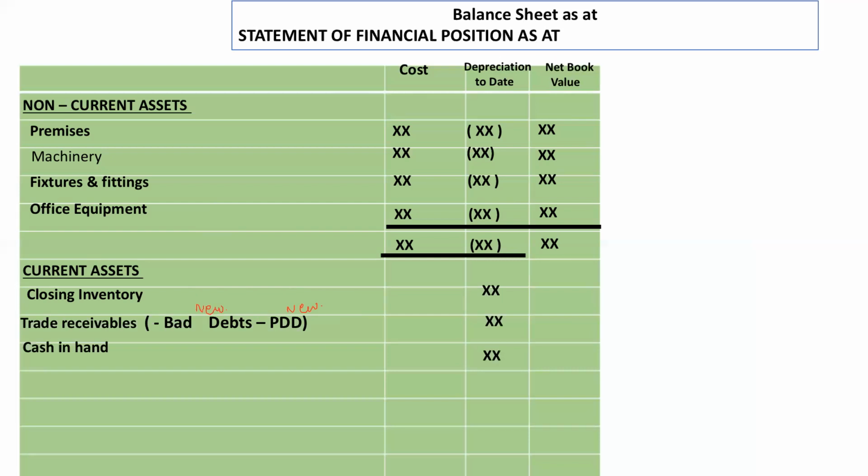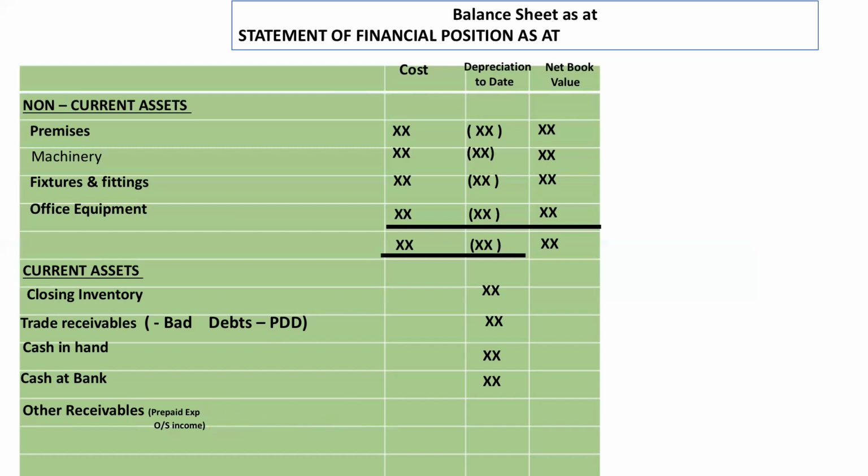Your cash in hand and cash at bank, the closing cash balance and the closing bank balance. Other receivables would have your prepaid expenses and outstanding income. Prepaid expenses, you've paid in advance for services yet to be received, so it is a receivable. And outstanding income, you have provided services, money is yet to be received. Any prepaid expenses or outstanding income comes under the heading other receivables. You will show it in the bracket, you will add the amount.